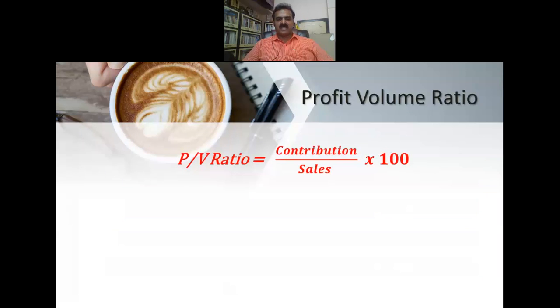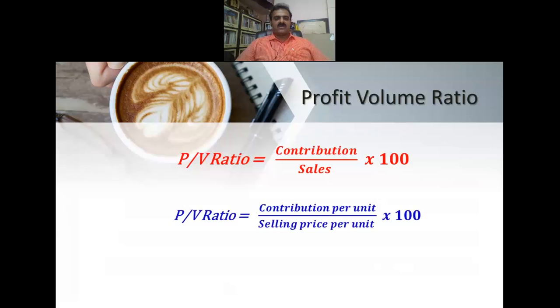Coming to the first question, profit volume ratio. The formula is contribution divided by sales into 100. This contribution can be taken either in terms of amount or in terms of per unit. The ratio you are going to arrive at is the same. Another formula for PV ratio is contribution per unit divided by selling price per unit. This formula is to be applied only if the details pertaining to the selling price per unit and variable cost per unit are given.